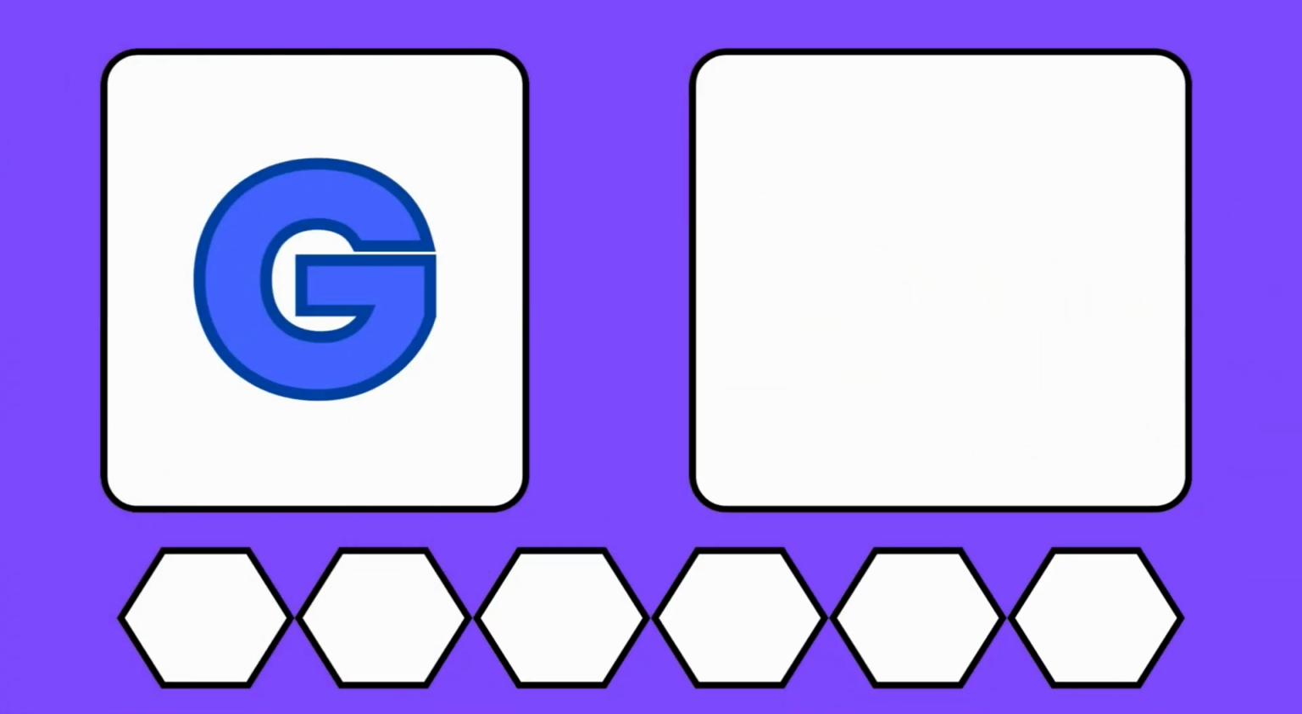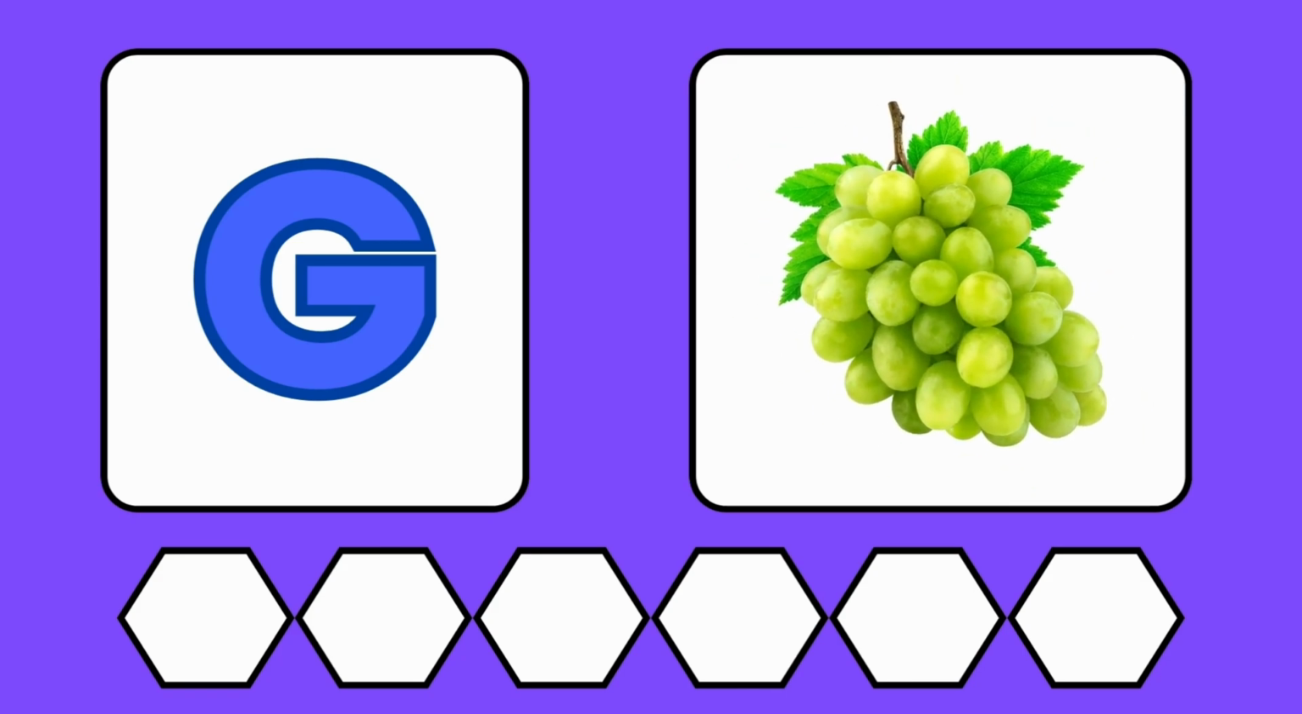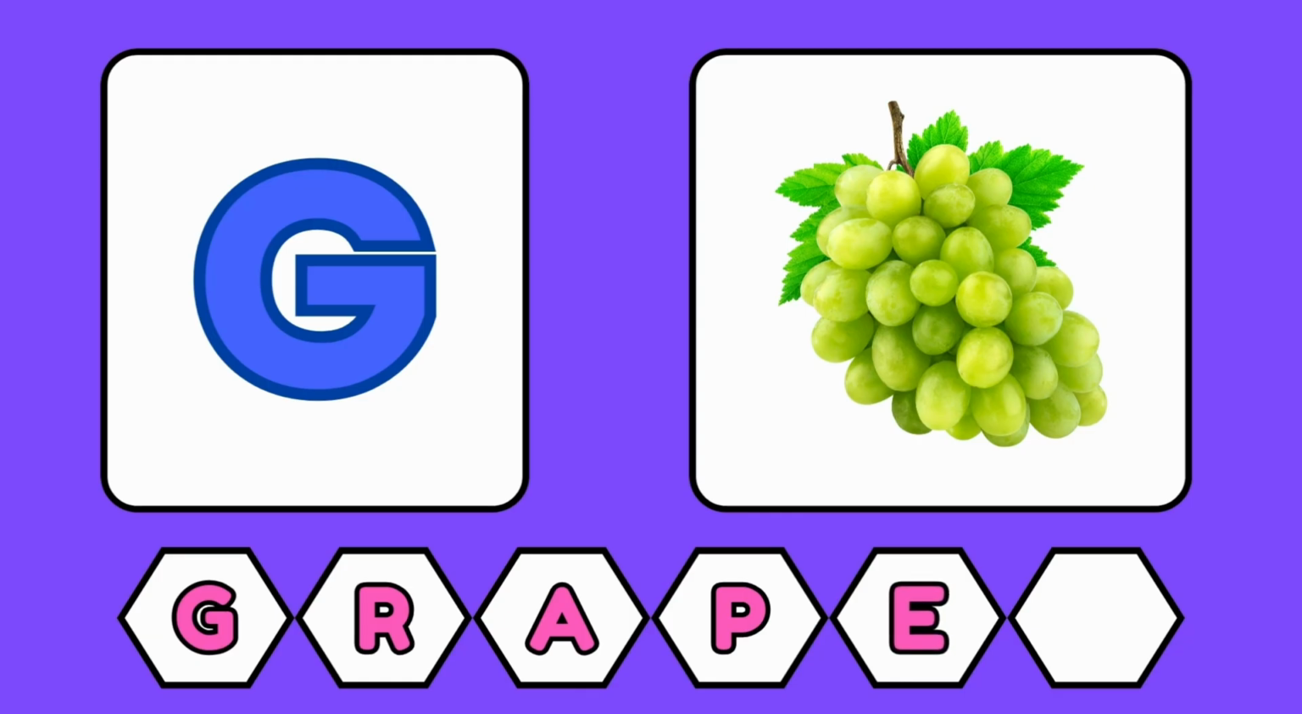G. G is for grapes. Let's spell it. G. R. A. B. E. S. Grapes.